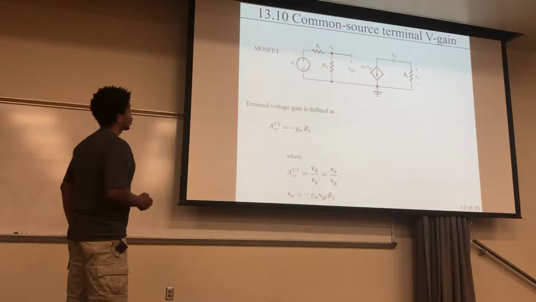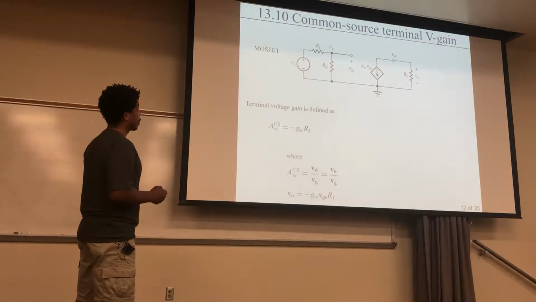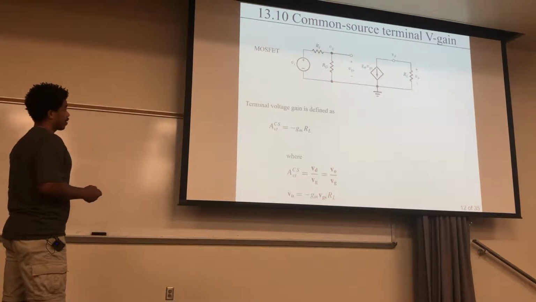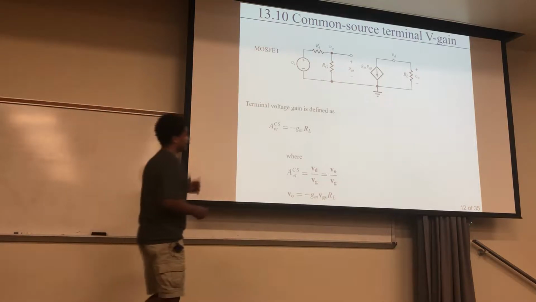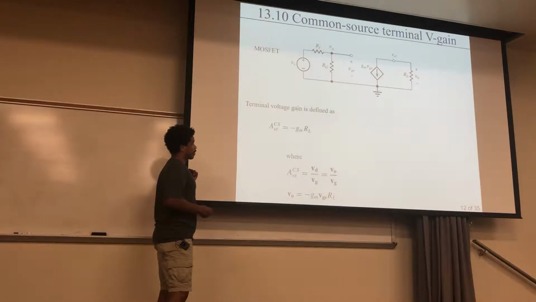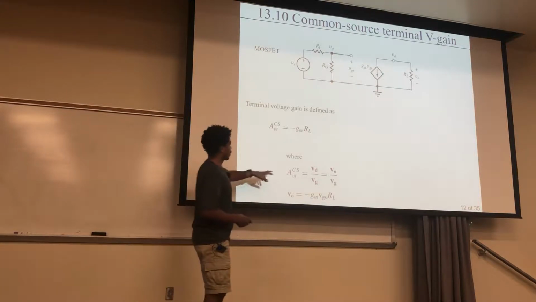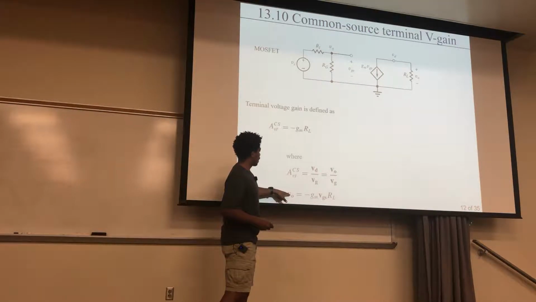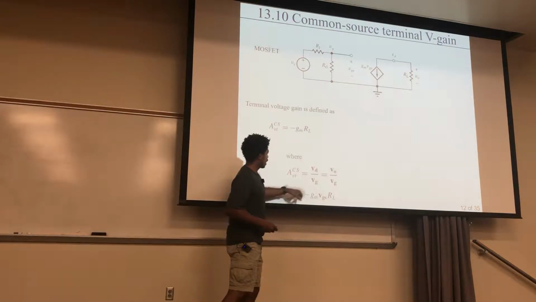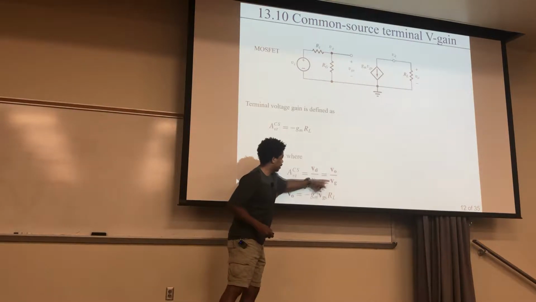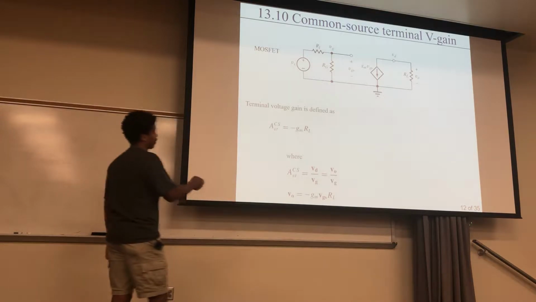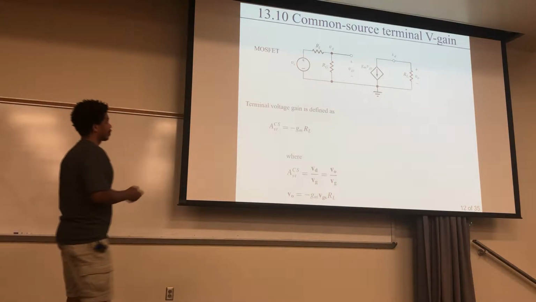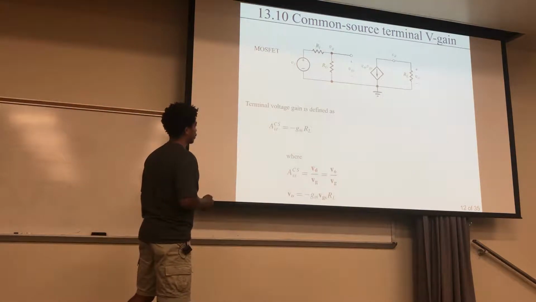Okay, so let's look at the common source terminal voltage gain. That's going to be defined as this right here, and we looked at this type of thing last lecture. Basically it comes from this right here. You take this V out, which is equal to this, and plug that into here, and then the VG cancels out, and you're just left with this. So it's 180 degrees out of phase, and it's proportional to your RL, or your transconductance.